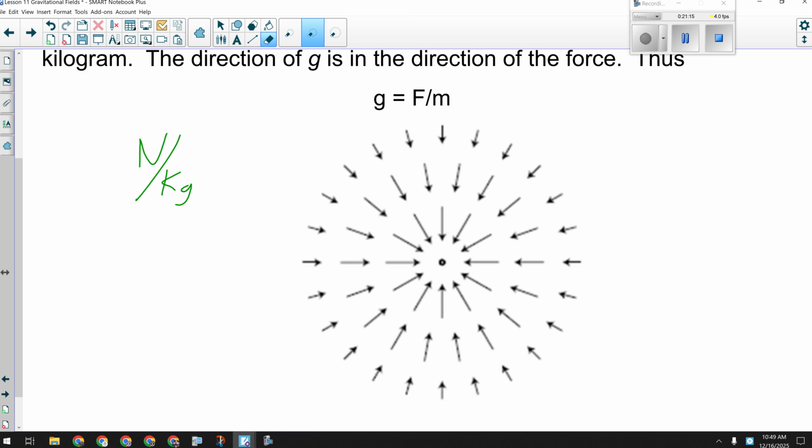Newtons per kilogram. What are the base units for a Newton? Anyone remember? Kilogram meters per second squared. So a Newton is a kilogram meter per second squared. So newtons divided by kilograms just makes the kilograms go away, doesn't it? And what am I left with? Meters per second squared, which are the units for acceleration, which is why acceleration due to gravity is the measure of gravitational field strength. You could write either one of these units and it would be right: newtons per kilogram or meters per second squared, because they're the same thing.